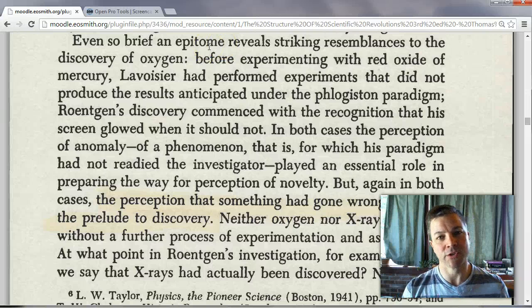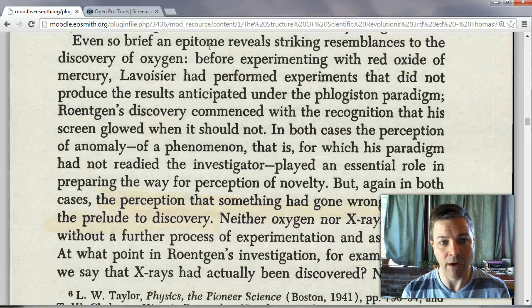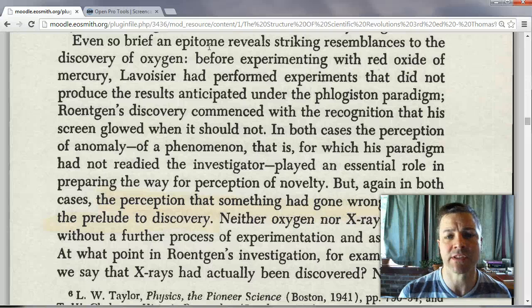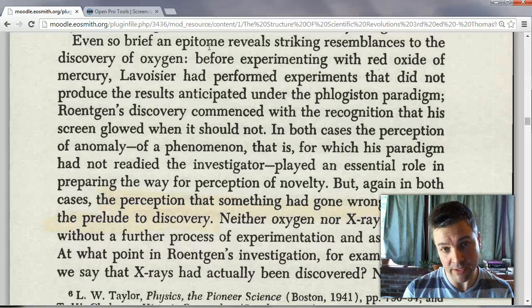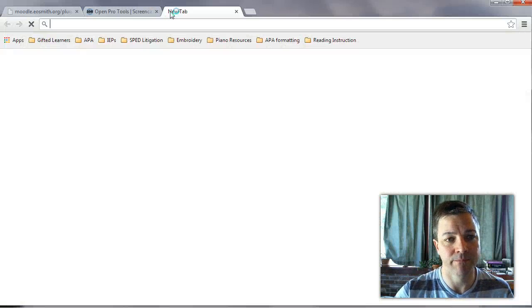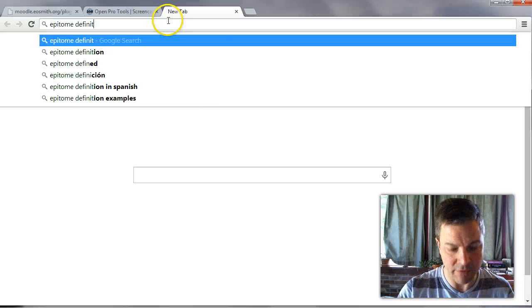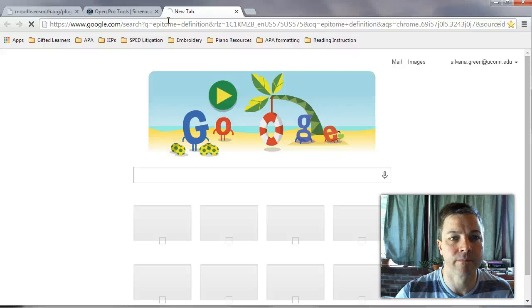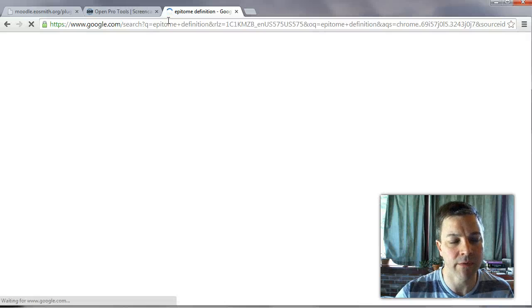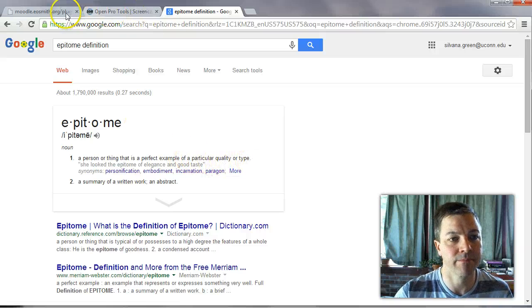Now, one thing I'm going to encourage you to do as you read is look up words that you don't get. Typically, I might save this for the close reading step, which is next. But right now, I'm going to look this up. Epitome. Epitome definition. Because I'm not really clear how he's using that term here. "A person or thing that is a perfect example of a particular quality or type." Okay.